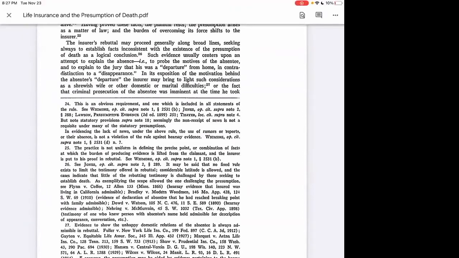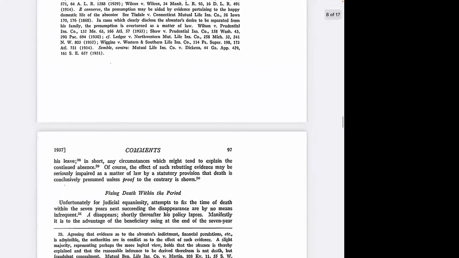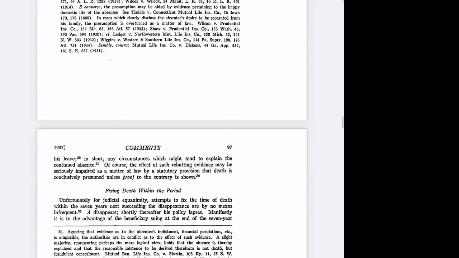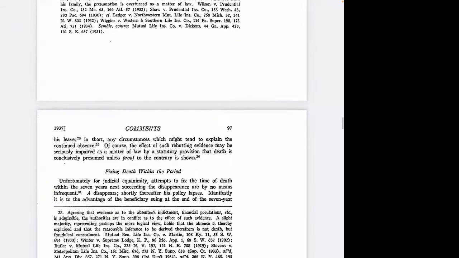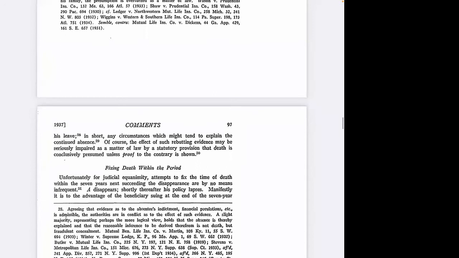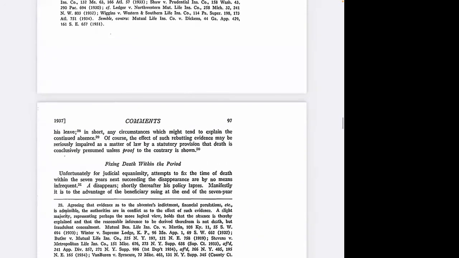In its exposition of the motives behind the absentee's departure, the issuer may bring to light such considerations as the shrewish wife or other domestic or marital difficulties, or the fact that criminal prosecution of the absentee was imminent at the time he took his leave. In short, any circumstance which might tend to explain the absence or the continued absence. Of course, the effect of such rebutting evidence may be seriously impaired as a matter of law by statutory provision that the death is conclusively presumed unless proof to the contrary is shown.